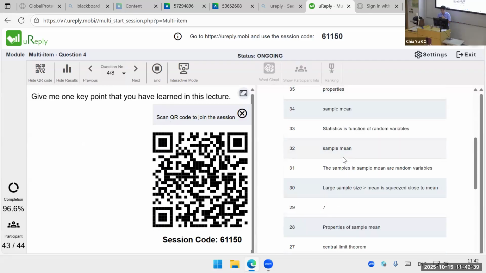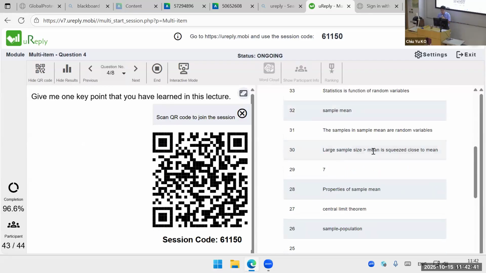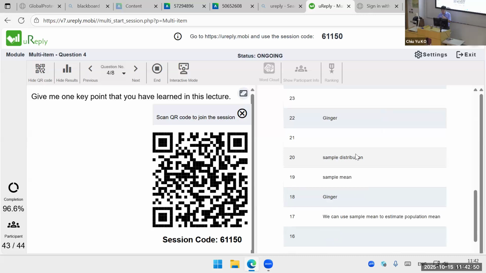Sample mean, yeah. Yes, a large sample size squeezes the sample mean to the mean. So I think with a large sample size, the sample mean is squeezed to the mean. The central limit theorem, that's what's most important.